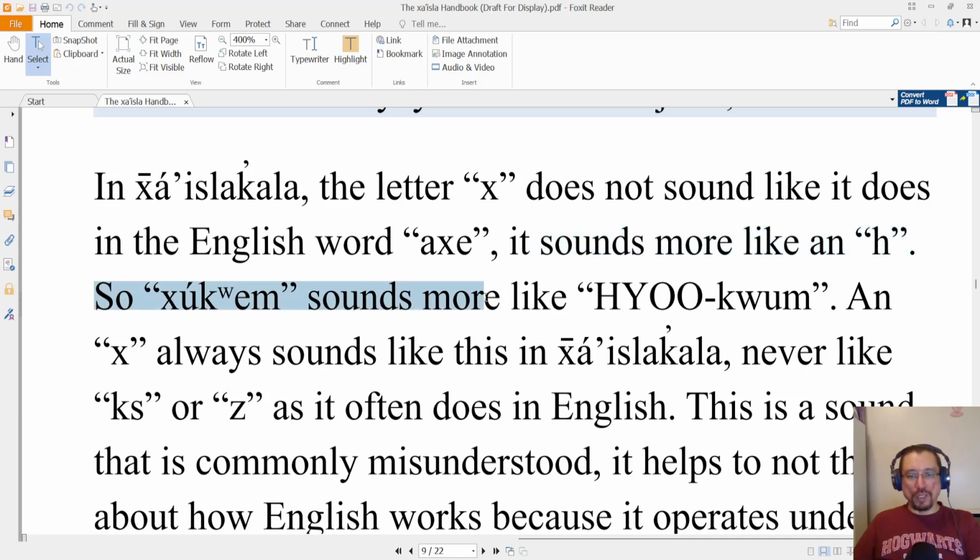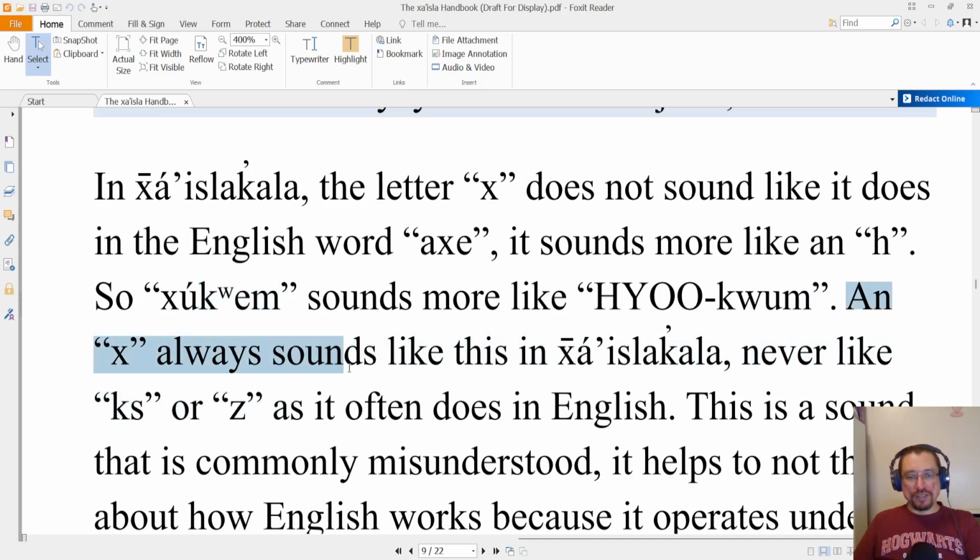So huquum sounds more like huquum. This is another common mispronunciation that I hear. I sometimes hear people say hucum. But listen very closely. We'll see this in the next group of consonants. This is a rounded K. It sounds like qua. So this should sound like quum. Huquum, not hucum.